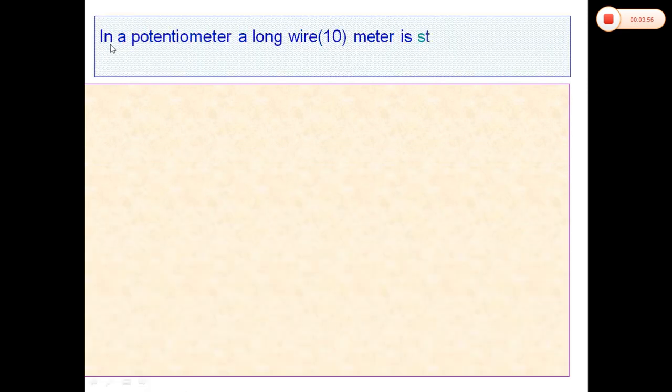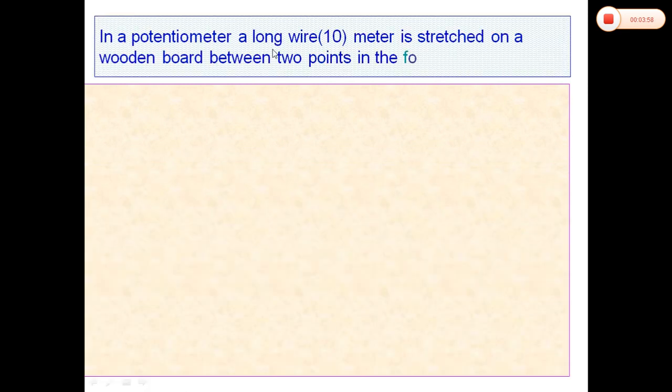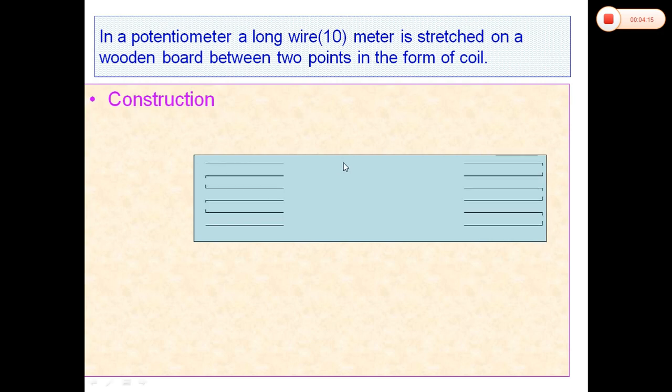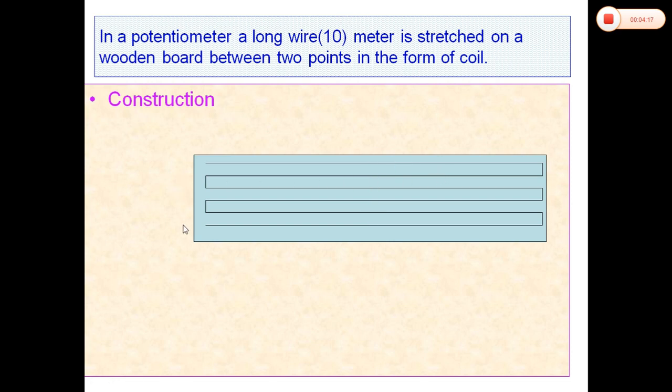Now construction. In a potentiometer, a long wire 10 meter long is stretched on a wooden board between 2 points in the form of coil. Student, this is a wooden board, and on this wooden board a 10 meter long wire is stretched in the form of coil. So this is the 10 meter long wire which is stretched between 2 points A and B in the form of coil.